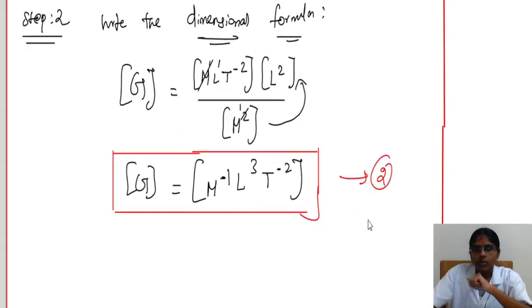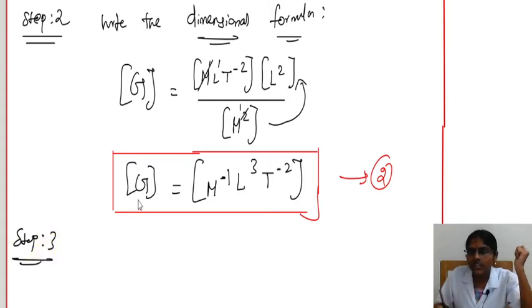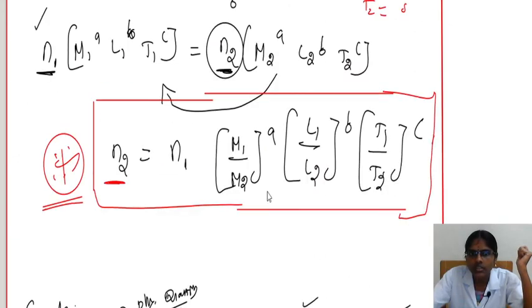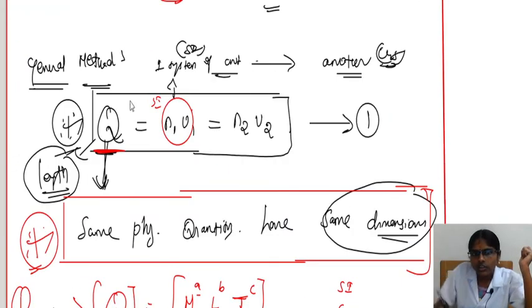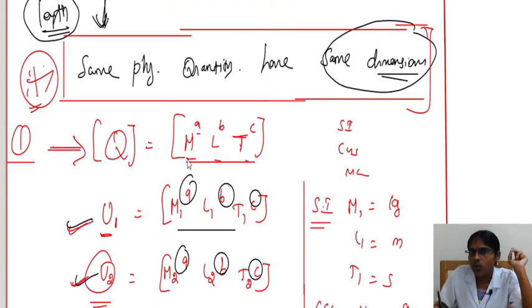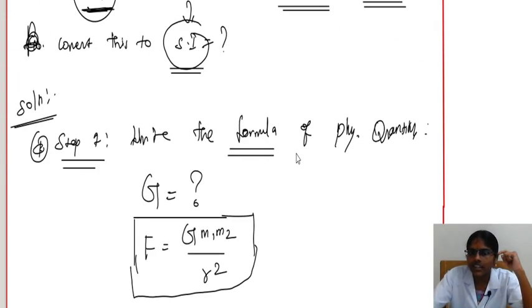Okay. So now third step, just look at the general method. In the general method, what did we do? In the general method, we write the dimensional formula of the physical quantity. Am I correct? Just look at the general method. Q is equal to n1 u1 equal to n2 u2, isn't it? In that, what was the first step? We write its dimensional formula. Right? Second step, you have to find what is a, b, c. We have to see what a, b, c are. Right?